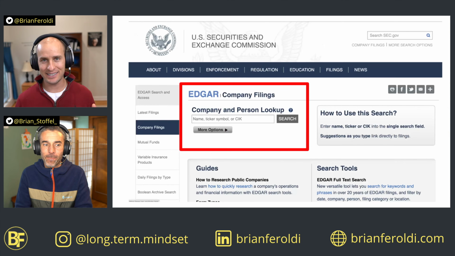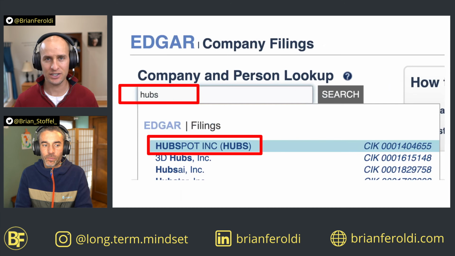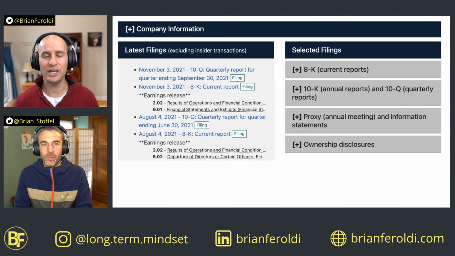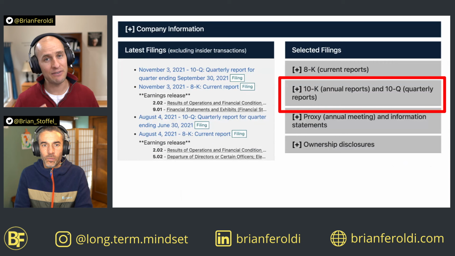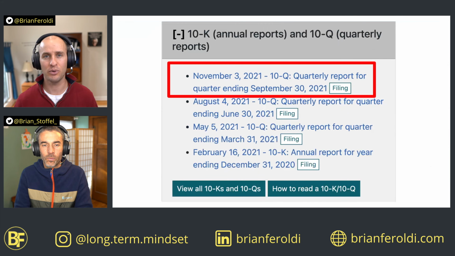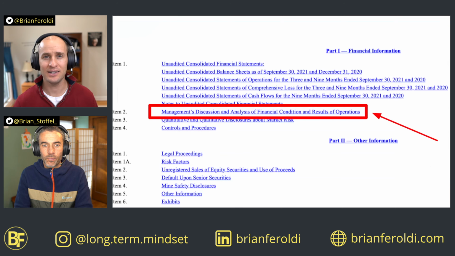Head on over to the SEC's free website and go to their EDGAR database. Then click on the company search section and put in the ticker symbol of the company you're searching up. In this example, we're going to use HubSpot, which is ticker HUBS. Once that search is complete, you're going to be looking for the most recent 10Q or 10K. In some cases, that's right in the latest filing section. If it's not there, click the section that says 10K annual reports and 10Q quarterly reports. Open that up and click the most recent one. Once you're in there, head on down to the table of contents and click those words, Management's Discussion and Analysis of Financial Conditions and Results of Operations.